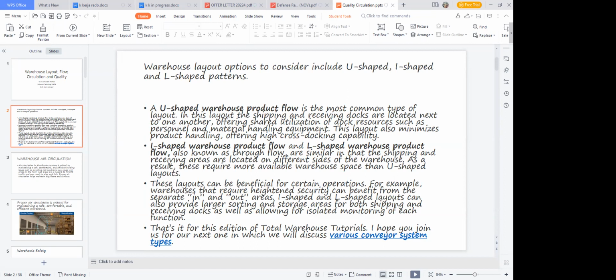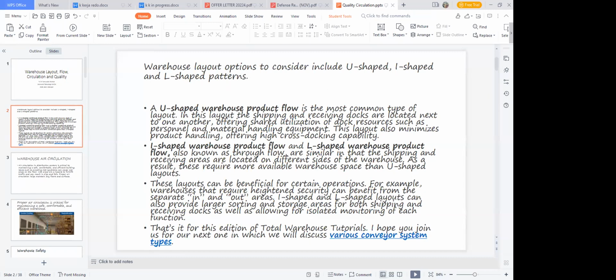Okay, so what does U-shape flow mean? In this layout, the shipping and receiving docks are located next to one another. I mean the distance between the receiving dock and the shipping dock is not far. So you can imagine the design of this warehouse.